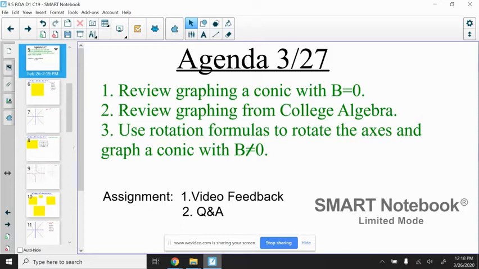Nonetheless, our goal today, we're going to review graphing a conic with b equal to 0. You should have done that both in Algebra 2, potentially, college algebra, definitely, and even college trigonometry. So hopefully you're pro. Second of all, we're going to review graphing from college algebra specifically, and we're going to take a look at more of an analytical approach to understanding how a function looks on a Cartesian plane. And lastly, and most importantly, because this is now where we are officially in the game with college trigonometry, we're going to use those rotation formulas we developed to rotate the axes and graph a conic when b itself is not equal to 0, which means we have an xy term.